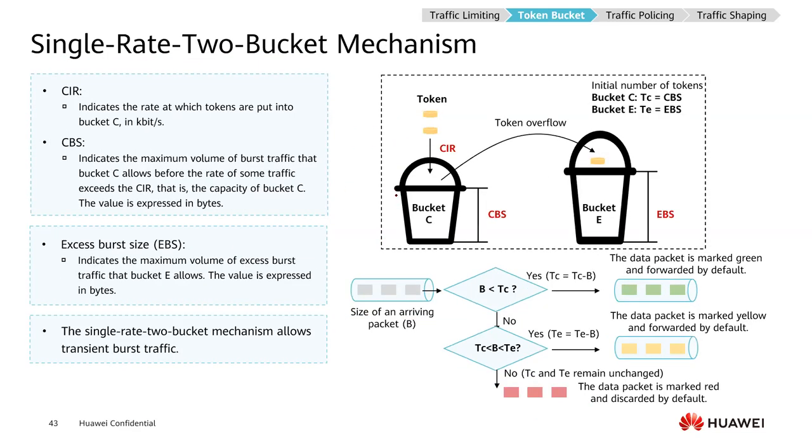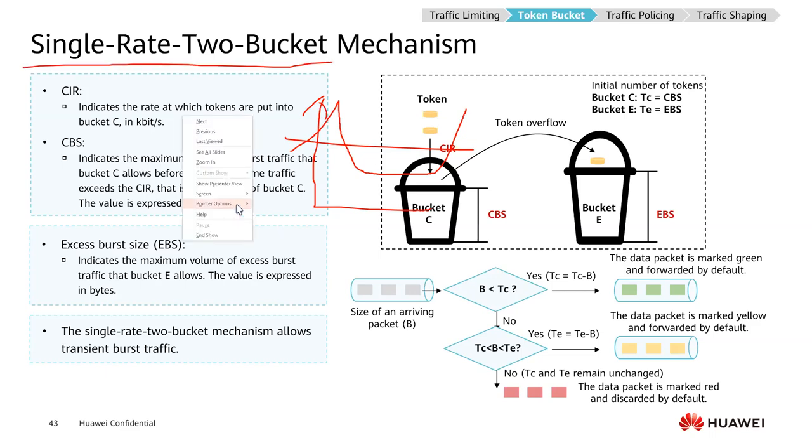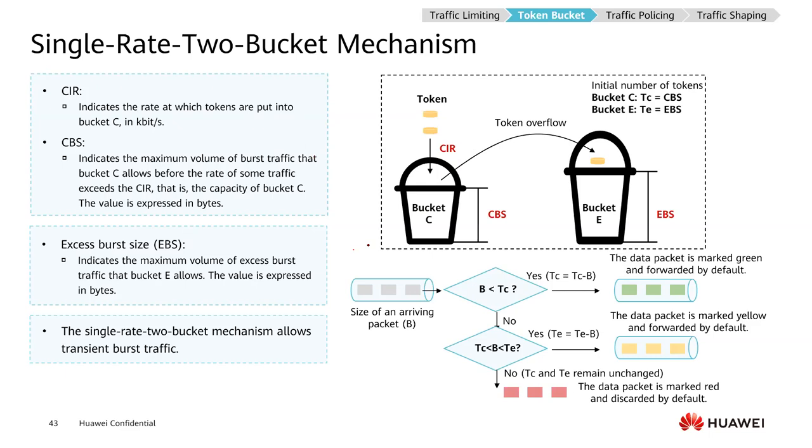So if we're facing temporary burst traffic, which means this traffic sometimes will have some burst and sometimes it will just forward at the normal speed, but sometimes the speed will reach very high, if we're facing this kind of traffic, we can use another type of bucket. We call it a single rate, two bucket.